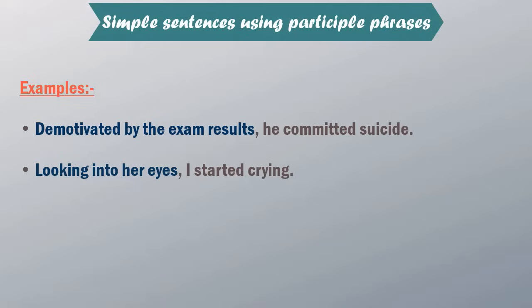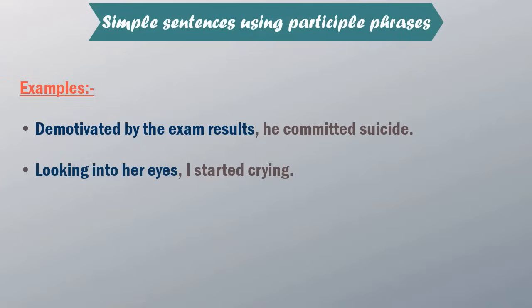One more example. Looking into her eyes, I started crying. Looking into her eyes is a present participle phrase, starting with the present participle looking. This phrase is modifying the subject I. I started crying. So guys, this is what a simple sentence is. That's how we write it. That's how we can increase its length.